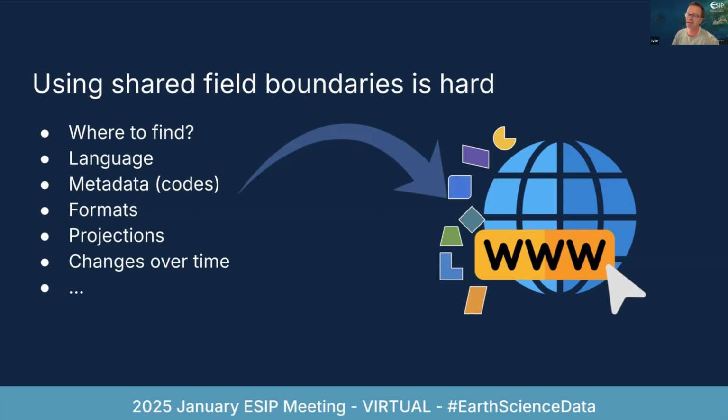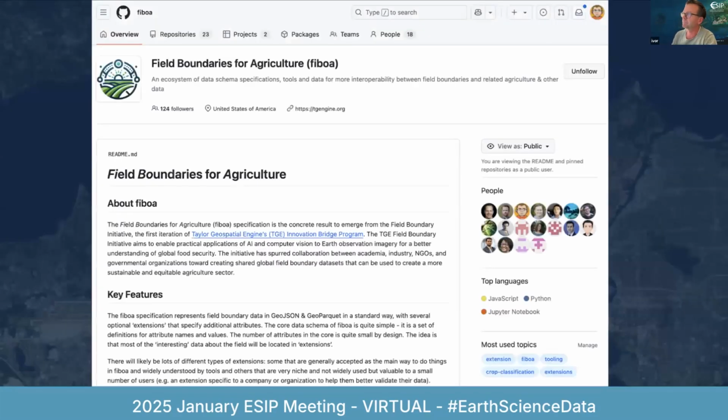They have different metadata, and they're all in different formats, from GeoPackage to you name it, and projections. And sometimes even if they publish consecutive data sets over time, they use different formats and different column names. So it's a lot of hassle to start using this type of data. I had been doing this for a long time, and last summer, I ran into the FIBOA project. One of the goals is to enable sharing of these data sets.